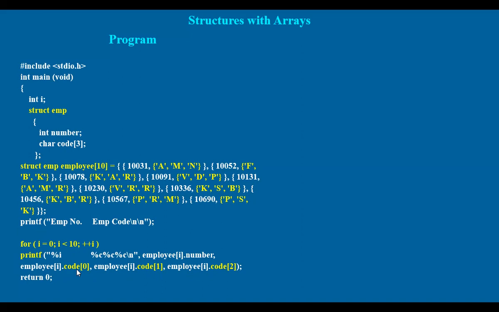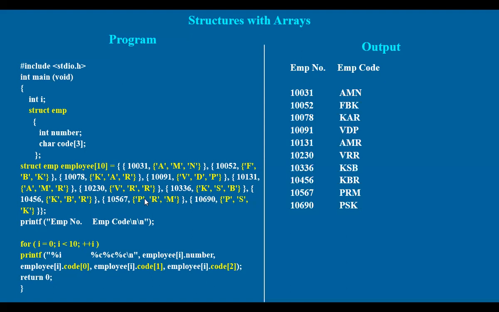So when it is compiled and executed, you will get the display like this, EMP code, and the heading is provided here. And inside, we can see the display of the employee number and the code here. Okay, this is the employee number, and this is the code that is provided. All the 10 values are displayed.